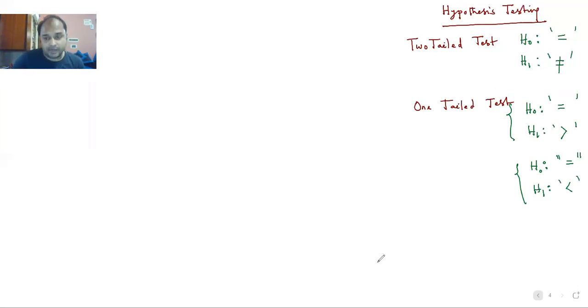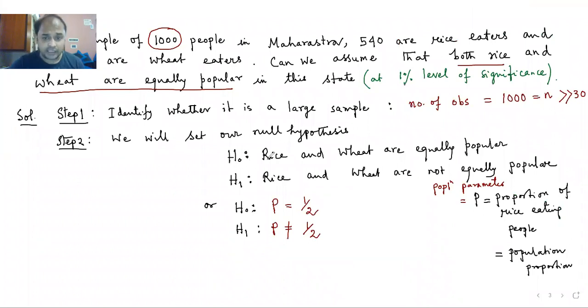Okay, so remember this particular thing. Now here in this particular problem, I'm considering that the null hypothesis is that the proportion of rice eating people and wheat eating people are equally popular, they are equal, against the alternative hypothesis that they are not equal. Now, if they are not equal, it is not clear from the question whether the proportion of rice eating people is more than wheat eating people, or the proportion of wheat eating people is more than rice eating people. So this test is actually called a two-tailed test. In the previous class also, we discussed the two-tailed test.